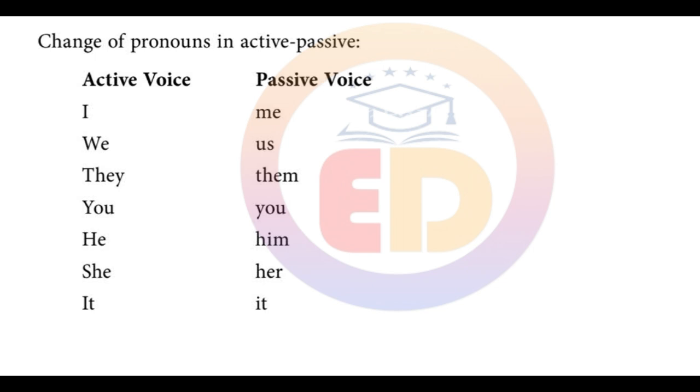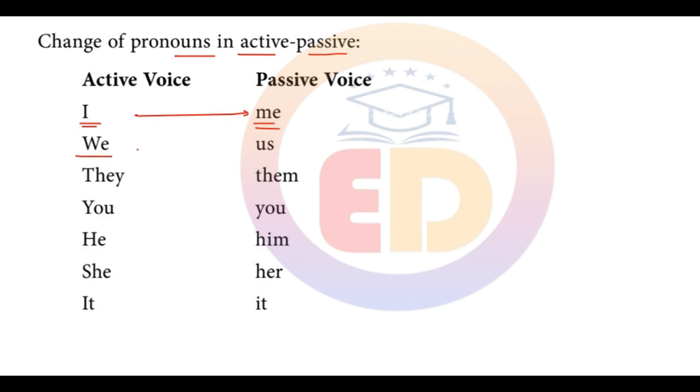Discussing about the change of pronouns in the active versus the passive form. Understand, these are the pronouns which has a different subject and object forms. In the active voice, we will always take the subject form of the pronouns. So I is the subject form and its object form which is used in the passive voice is me.